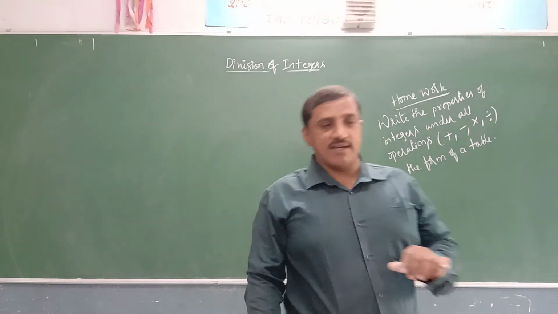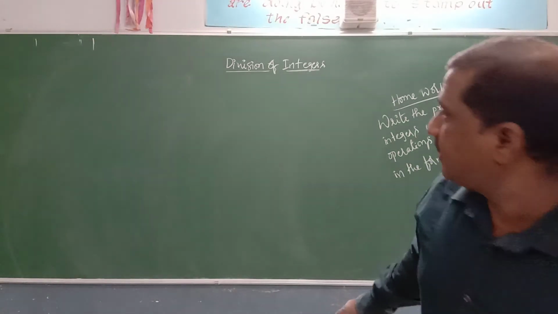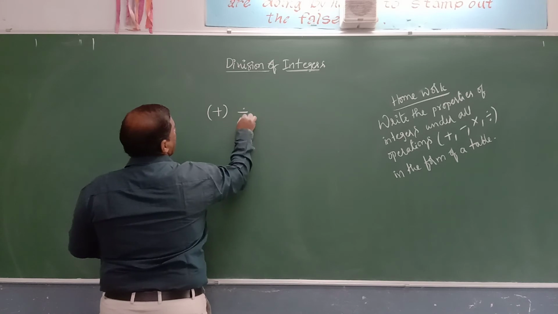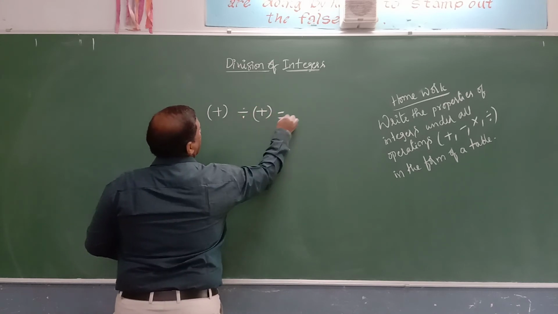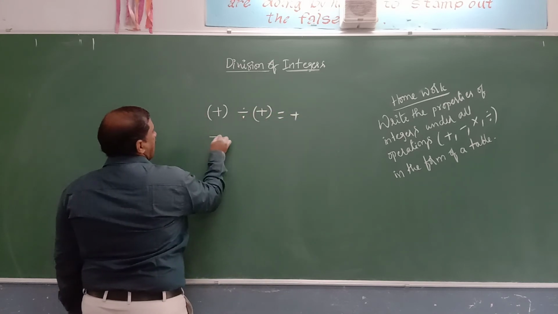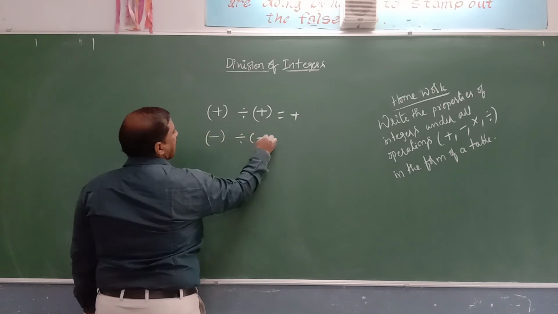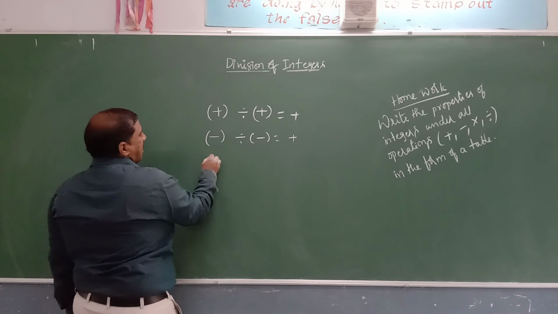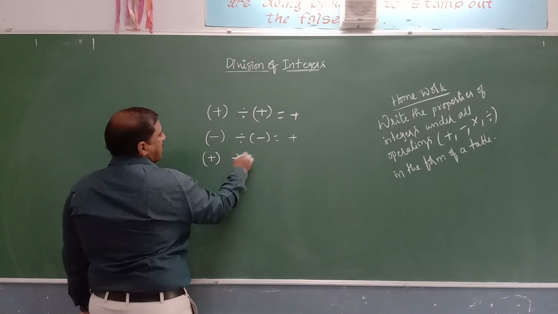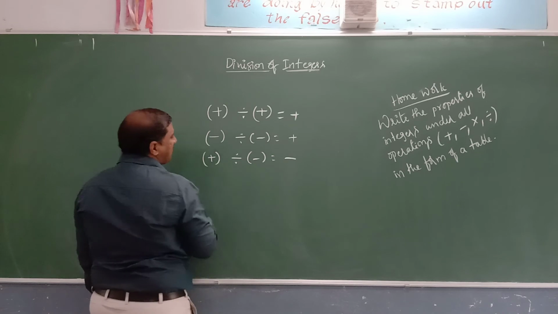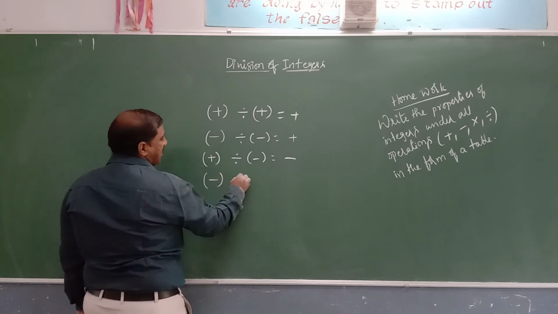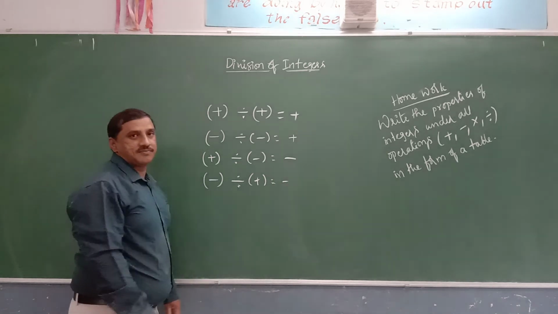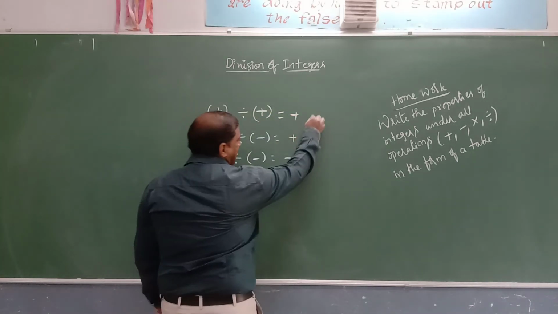So this is what we discussed in this class. A positive integer divided by a positive integer will always get a positive integer. A negative integer divided by a negative integer will get a positive integer. A positive integer divided by a negative integer will get a negative integer. A negative integer divided by a positive integer will get a negative integer. The same thing we studied for multiplication also.